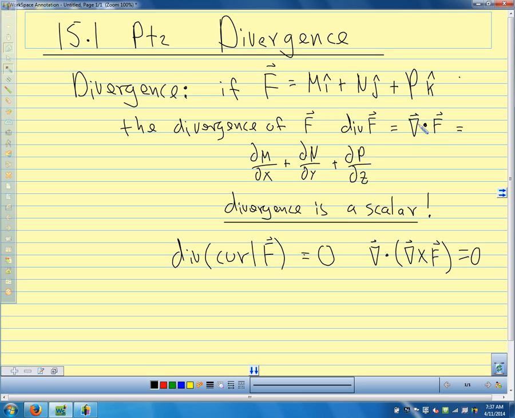Just as a reminder, we're using del as a vector operator. So we're thinking of del as the partial with respect to x of i hat, partial with respect to y, j hat, plus a partial with respect to z, k hat. So del is this vector operator. And that's how we end up with this as our dot product.